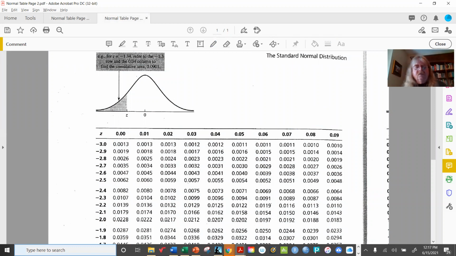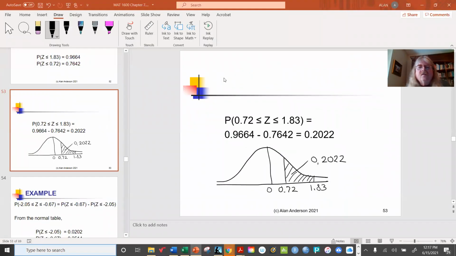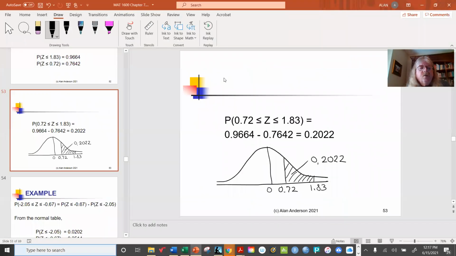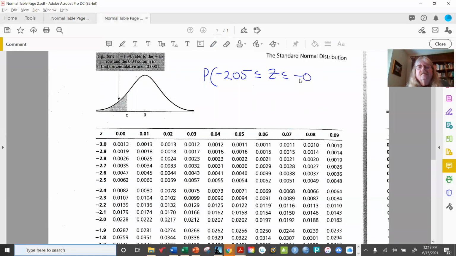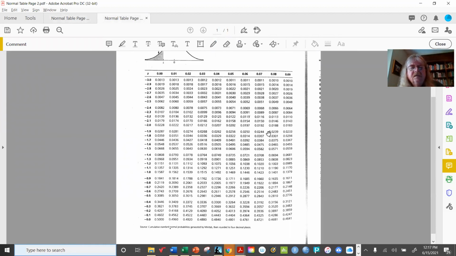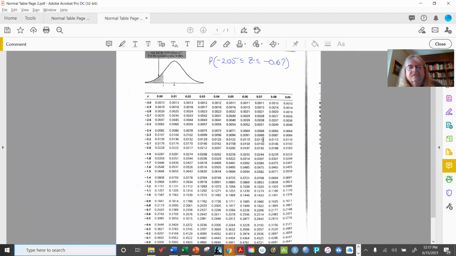Okay, great. So we're going to calculate the probability that we're in between negative 2.05 and negative 0.67. All right, so I think there's enough. Ooh, it's a little tight. Oh, now it's small. All right, I'll tell you what.